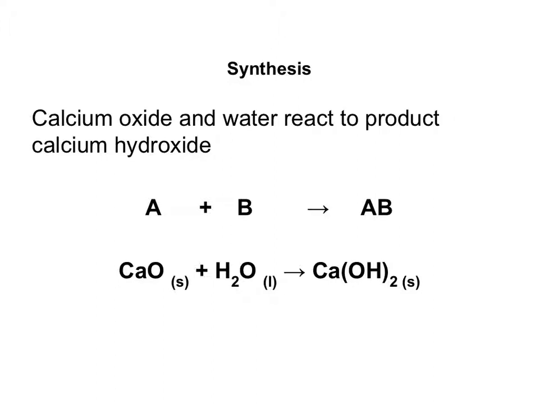Here's an example. In this case, A and B are both compounds. A is calcium oxide, B is water, and when you combine them, you get calcium hydroxide. Now, they're not exactly in the same order that they were, but you can see that there's a calcium, two oxygens, and two hydrogens. A calcium, two oxygens, and two hydrogens. So it's all the same atoms. They've just been combined from these two compounds to form a single product, calcium hydroxide.